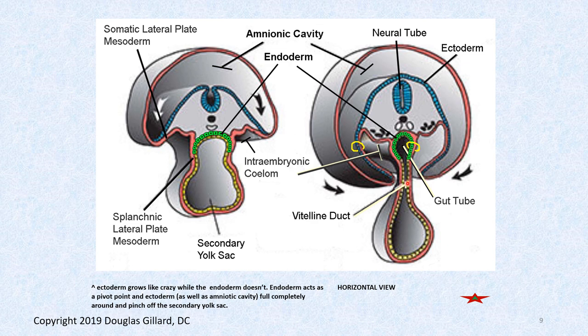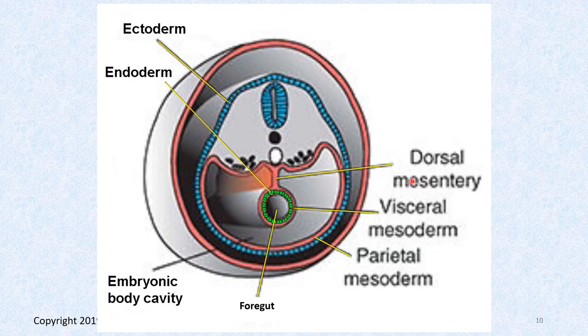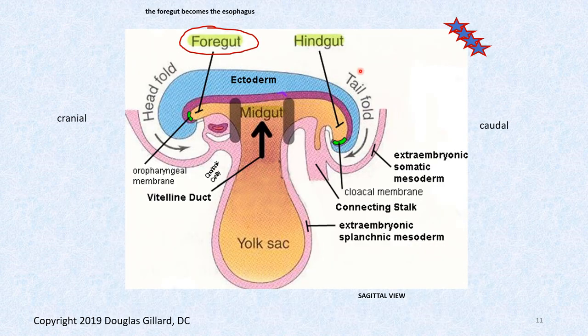We'll talk about the vitelline duct and come back to this later, in GI/GU I think, where we'll discuss Meckel's diverticulum and things like that. All right, so there's the completed folding that has occurred toward the end of the fourth week. If we look at the long axis, the cranial region is up here, and the foregut is up here. This is where we're going to make the esophagus and lungs from.